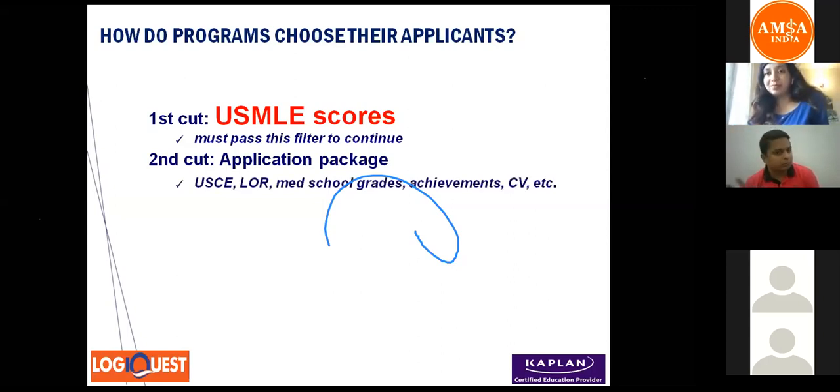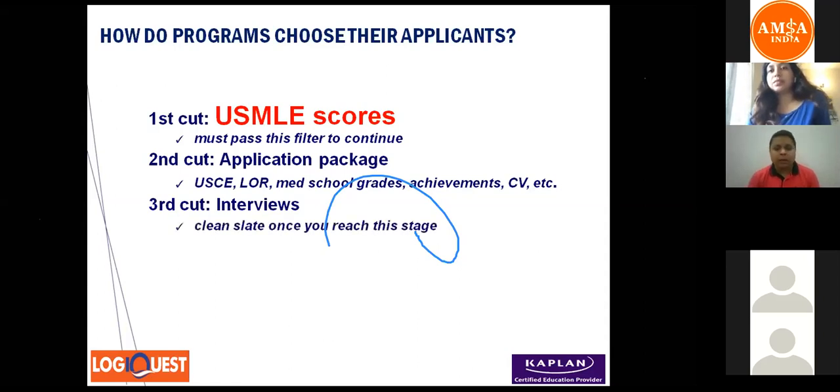So the first is USMLE. So now that I've got the good cream of cream students, the next is the application package. I will start looking into the US clinical experience, if you have any, where have you done, what was your role, how does the letter of recommendation really define you as a person, etc., the medical school grades, achievements, etc. All of these things, you as a personality through this paperwork, is what I would look into. Next is the interviews. So whatever candidates that have cleared through the application package, I will call them down for face-to-face interviews to the US, and then I will interview them.